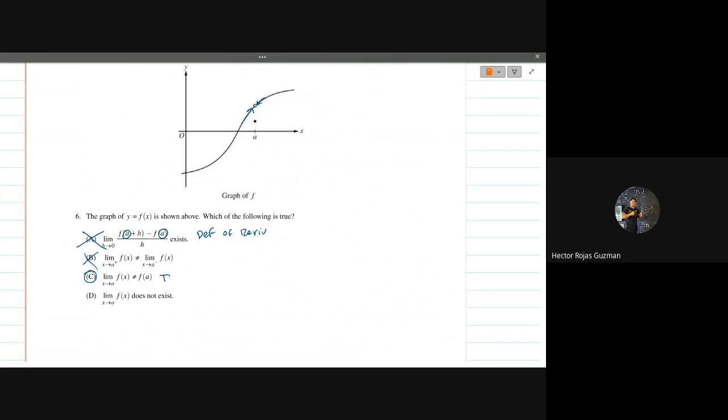The limit is whatever y value this graph is approaching, right? Whatever this y value is. But f of a is wherever the point is defined, which is down here. So that's true. And just to be sure, we're going to go ahead and check D. The limit as x approaches a does not exist. Well, we know the limit exists. This is actually false. Even though we have a removable discontinuity, the limit does exist. They're getting closer and closer to the same y value.